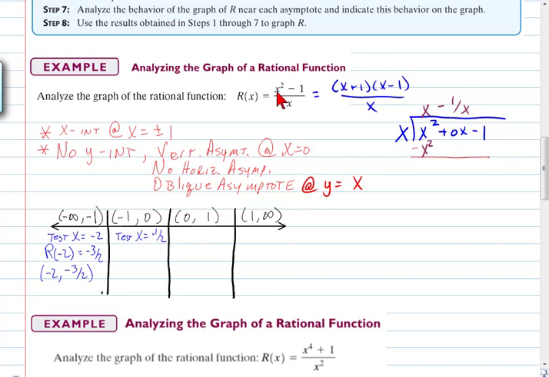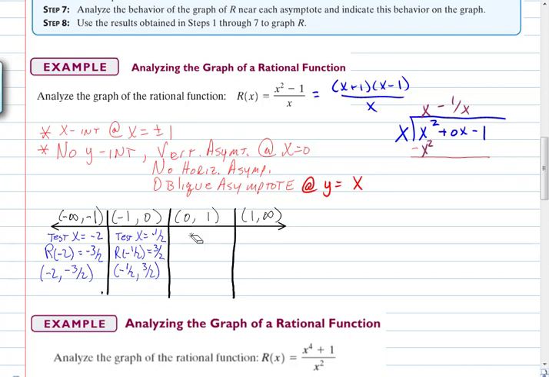So we have (-1/2)² - 1 divided by 1/2, and we get r of -1/2 is equal to what? This is why God gave us calculators. +3/2. So now that means that we have the point (-1/2, +3/2) on the graph. So the graph is going to be above the x-axis between -1 and 0.